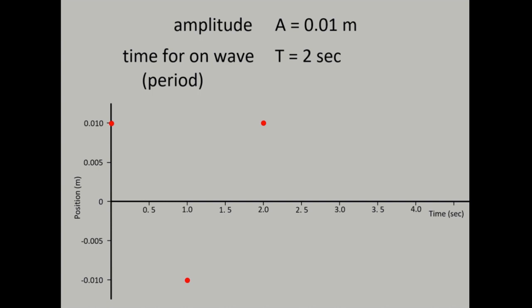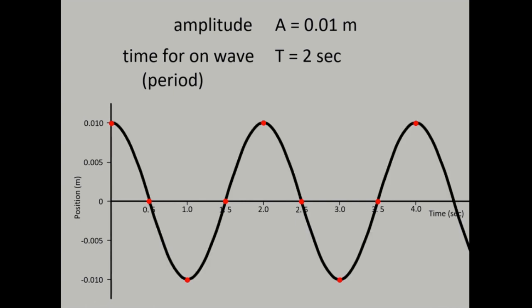Half a second, it's going to be at the midway point. So there's my next 2 points. And I know the pattern is going to repeat, so I can just fill in everything else. All right, that's kind of easy. Okay, let's put a line to it. And there we go. That's how you graph a transverse wave in what's called the time domain.